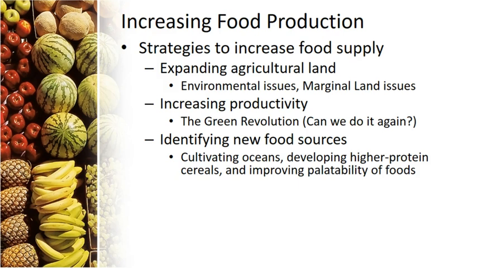And then there's the marginal land idea. How do you do that? We need to increase productivity. We essentially need to double the green revolution. So how can we do that again? And we need to identify new food sources, whether that's cultivating in oceans, developing higher protein grain crops, or improving the taste of things that we don't like right now. That's the palatability of foods, so we start eating other things. How do we do that?